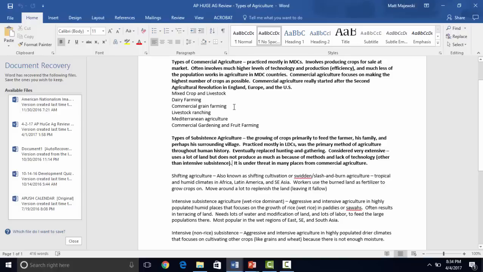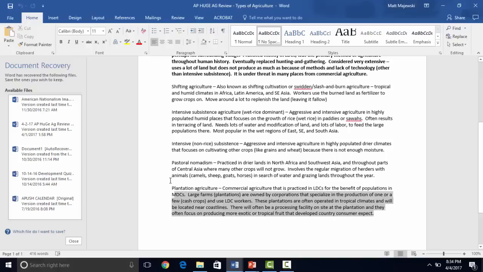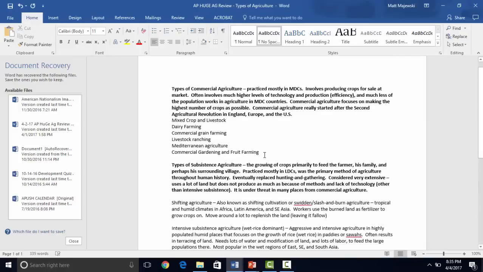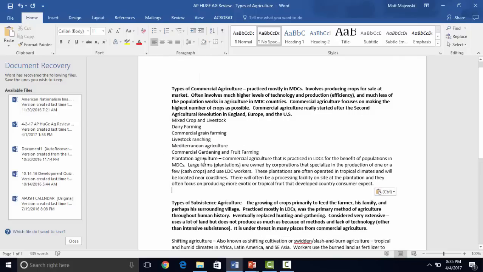There are actually, by my count, six types of commercial agriculture. Mixed crop and livestock, dairy farming, livestock ranching, commercial grain farming, Mediterranean ag, commercial gardening and fruit farming. Oh, and I gotta actually change that because we would be dumb to not include plantation agriculture, because it is technically commercial ag, even if it's the only commercial type of ag that's actually done in LDCs. Alrighty, so I'm gonna relocate that up to commercial ag because that's where plantation farming belongs. Don't get confused. It's commercial ag, even though it's done in LDCs.